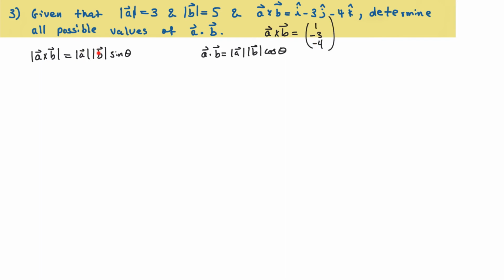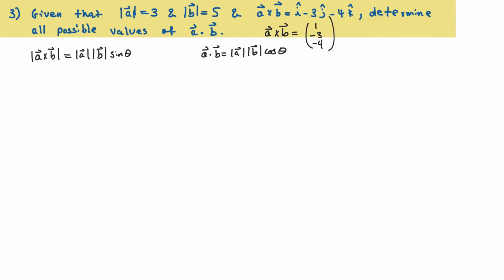We have this component, we have this component. We don't have sine theta. We also, in the dot product, have the two components. So if we can find a relationship between sine theta and cosine of theta, we can find this. Or if we find the angle, we can do it as well.